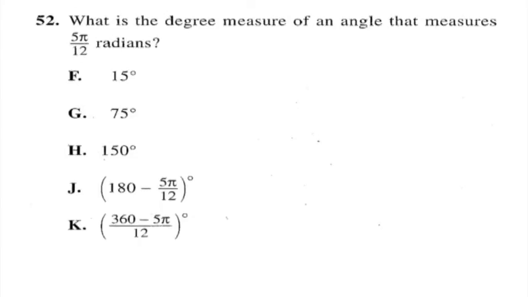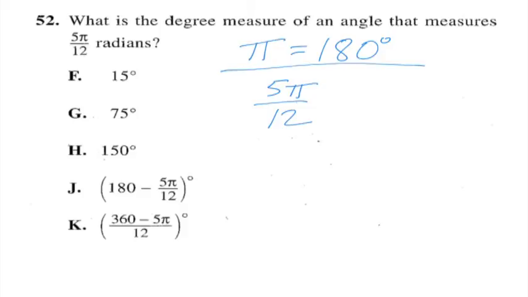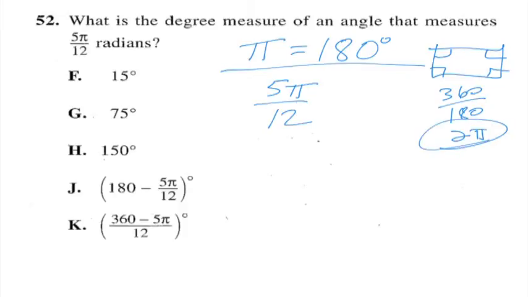What is the degree measure of an angle that measures 5 pi over 12? This, again, is not as much about a circle problem as it is just converting an angle from radians to degrees. Well, remember the conversion factor: pi radians is equal to 180 degrees. Remember that because the ACT has asked that before. If they ask you how many radians are there in a square, well, there's 360 degrees in a square. And so 360 divided by 180 would be 2 pi radians in a square.